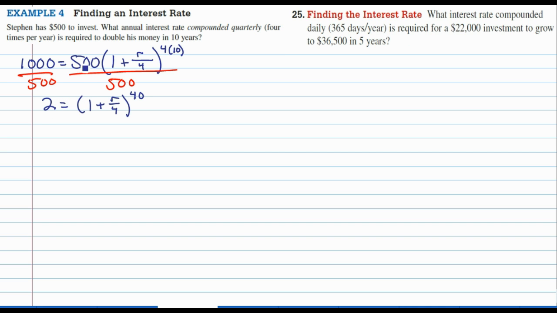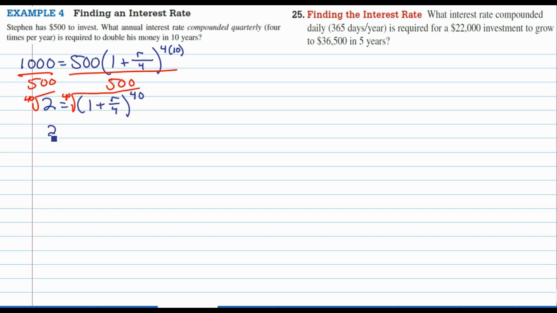It doesn't actually matter how much he started with, because if the initial amount he started with were $700, his doubling amount would be $1,400. You divide by that coefficient right off the bat and you still get 2. So just the fact that he's doubling, you could start him off with an investment of $1 and aim for $2. That's okay. Next, I need to take the 40th root of both sides of this, which sounds absolutely ridiculous, but that is what I need to do.